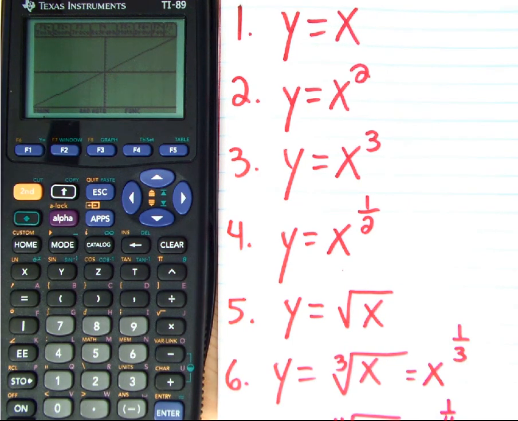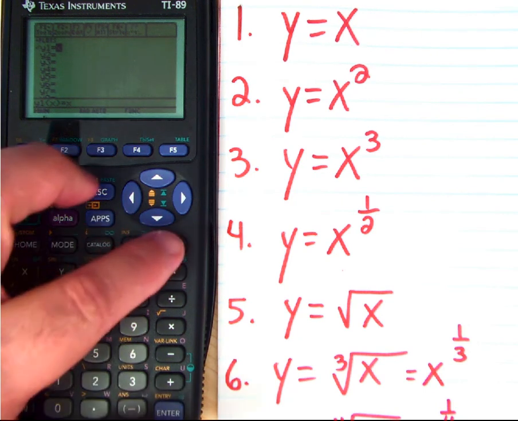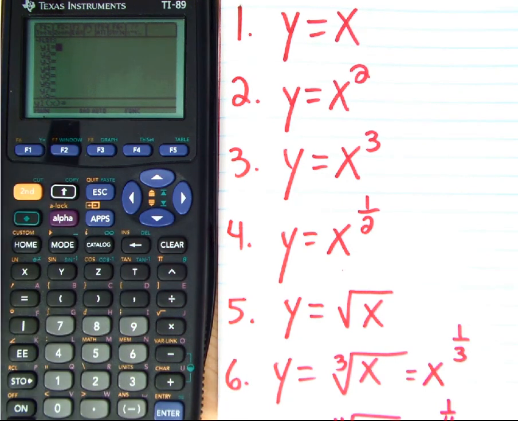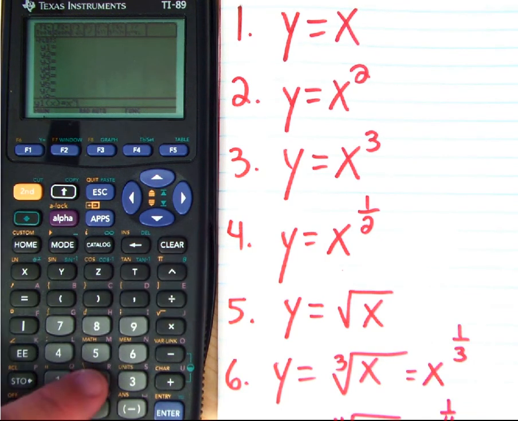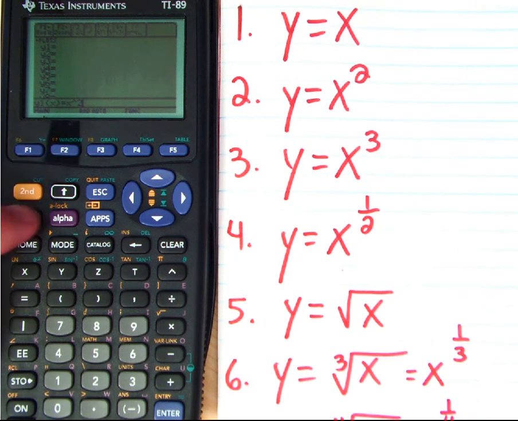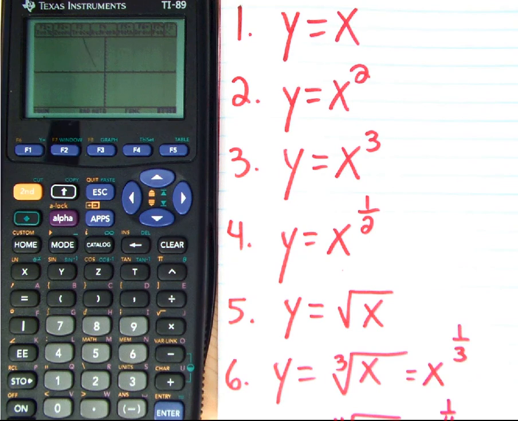Well, let's take a look at y is equal to x squared. I'm going to do my diamond F1 to go back to my y equals y1. I'm going to press clear to clear out whatever's in that line. And then I want to do my X key, and you always do a power with a caret. So I do caret 2, and then a graph. So I'll do diamond F3. And there's our x squared.